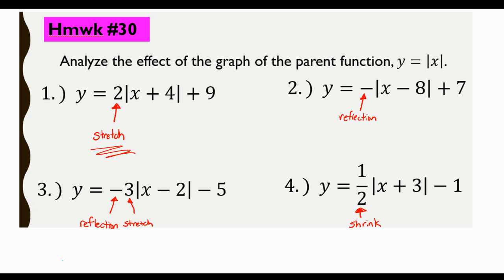And then I'm going to move on. I'll change colors. I know that this number is just up or down. So +9 moves up 9. This one will be moves down 5. This will be moves up 7. And this will be moves down 1.